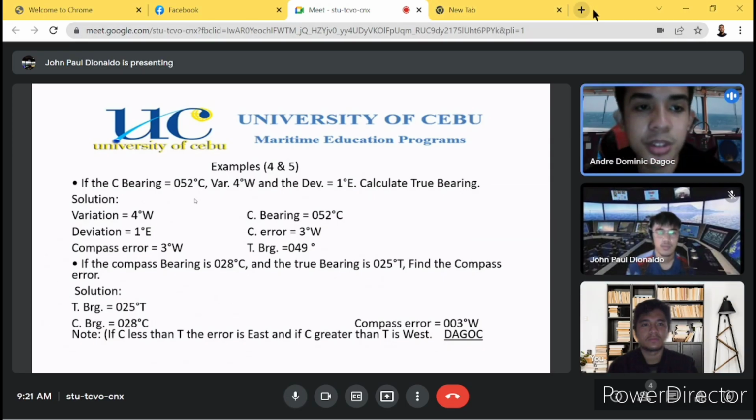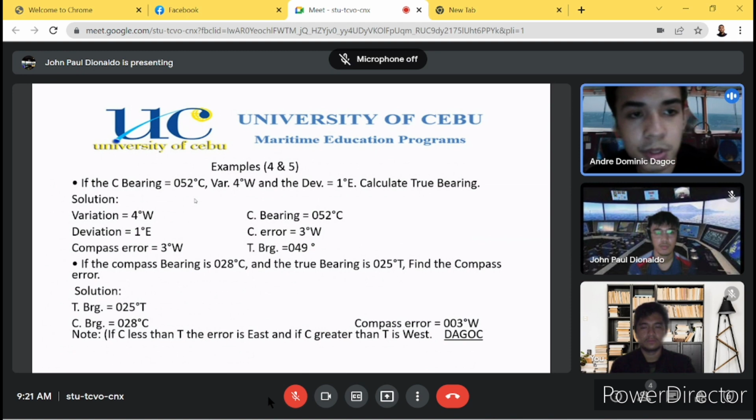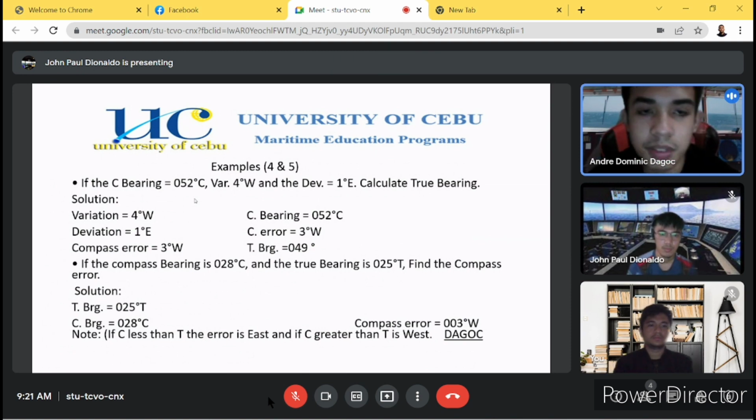Okay, moving on to examples number 4 and 5. Given that the compass bearing is 052 degrees, the variation is 4 degrees west, and the deviation is 1 degree east, calculate the true bearing. So the formula for true bearing is compass bearing minus the compass error.